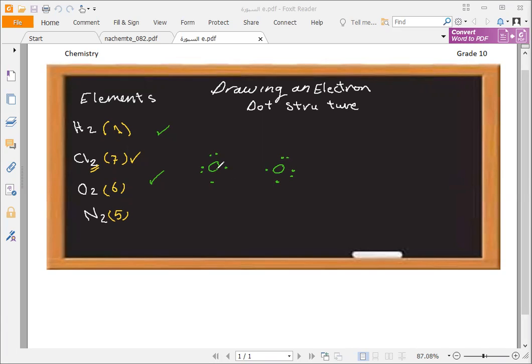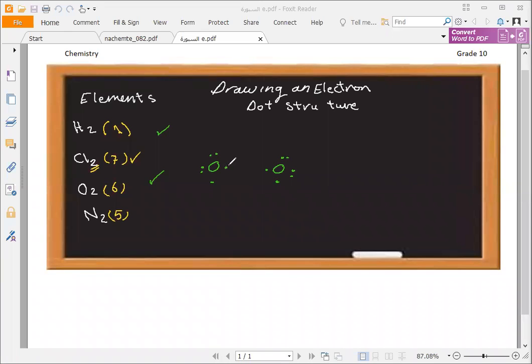How many electrons does each atom need to be octet? Here we find 6 electrons, 6 dots, and here 6 electrons. So to be octet, each oxygen atom needs 2 electrons.